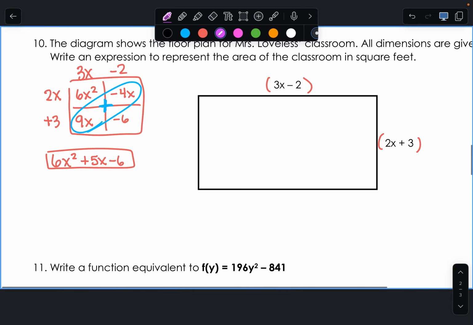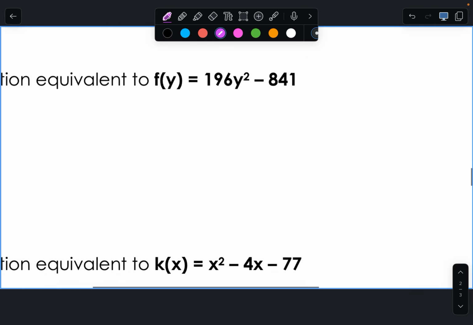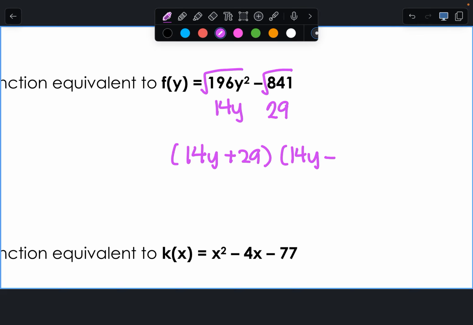Two more. Then you square root. How do you know you're doing square root? There's a subtraction sign, a binomial with the subtraction. So what's the square root of 196? 14, 14y, actually. Okay, square root of 841. 29. So 14y minus 29. One's plus, one's minus. Very important, because there are always answer choices that have both plus or both minus as well.